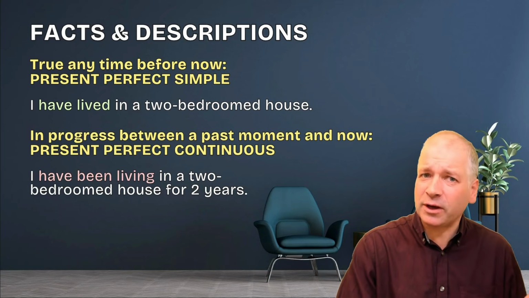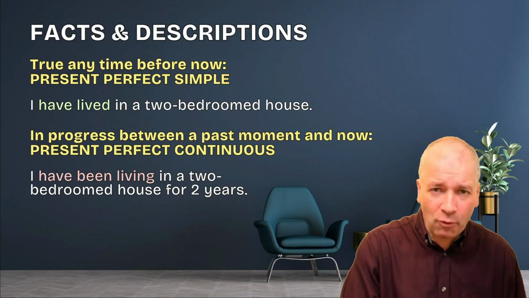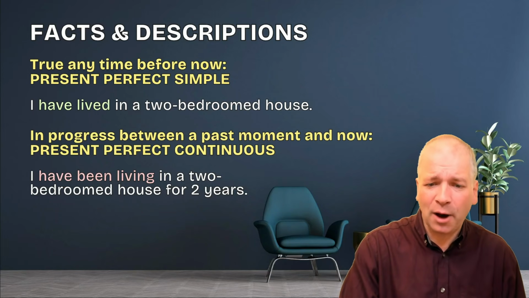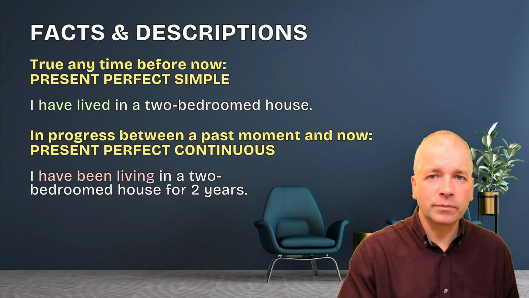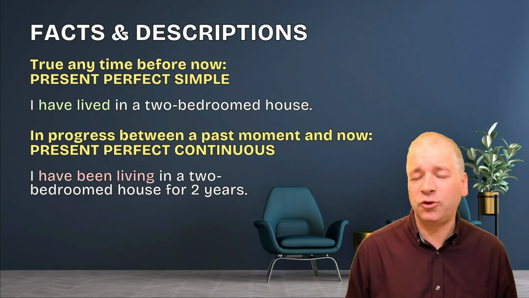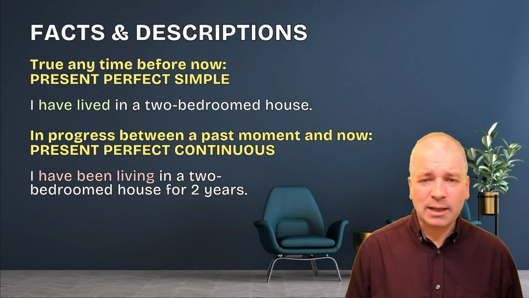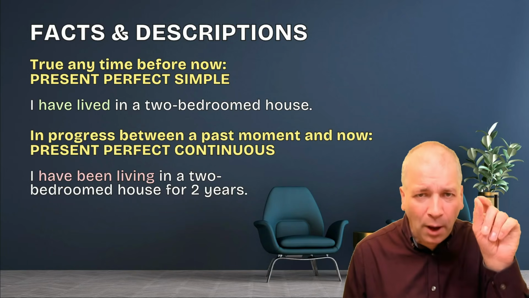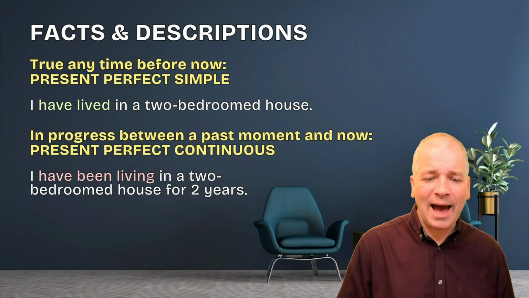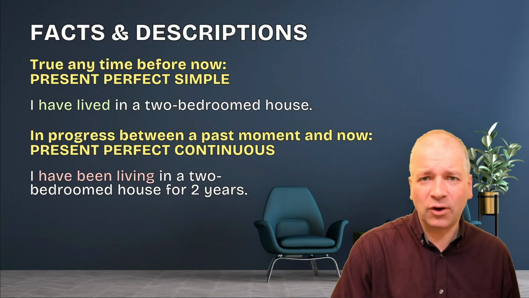With the present perfect continuous, then we focus on something being in progress between a past moment and now. I have been living in a 2-bedroom house for 2 years. So we have got a time period here, and it's specifically between this past point 2 years ago and now, and the activity was in progress during that whole time.